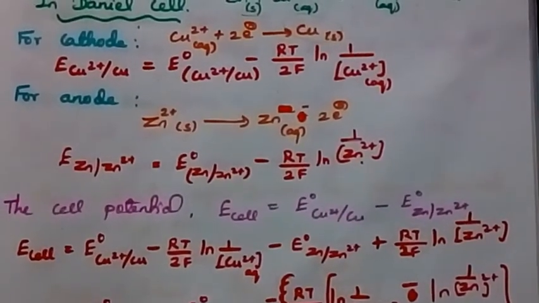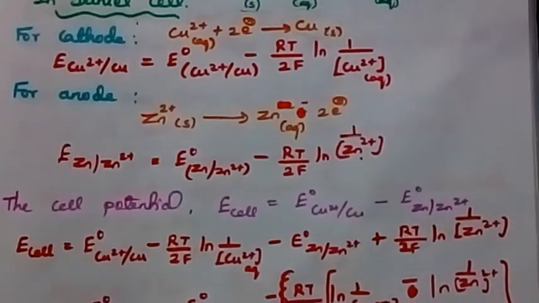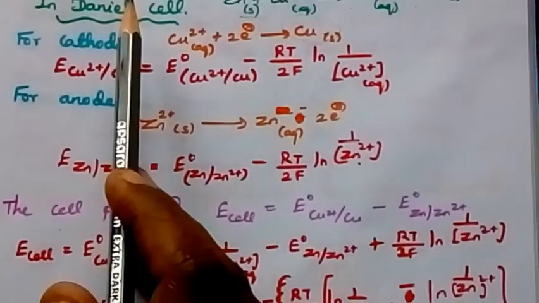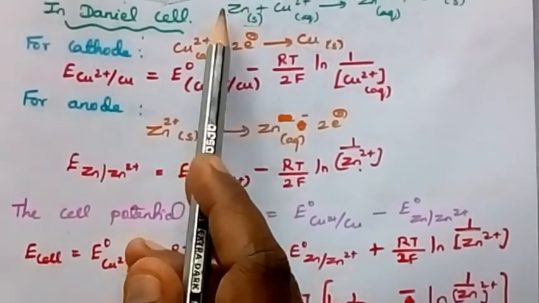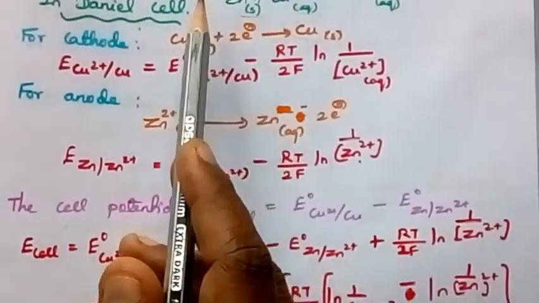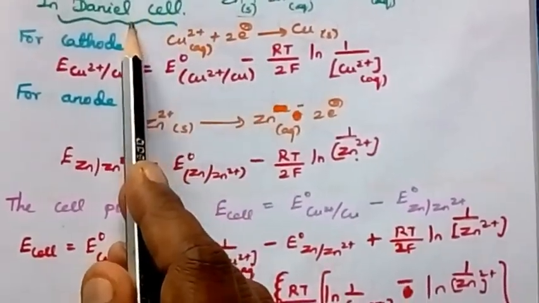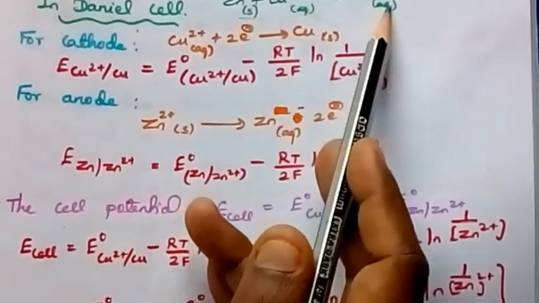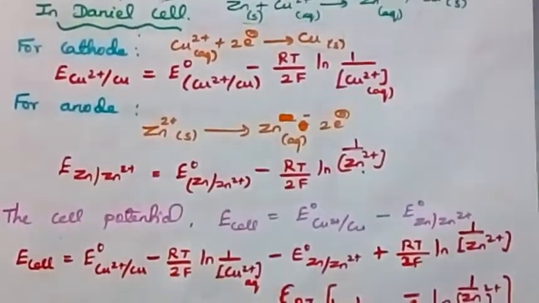Students, today we are going to see the derivation of electrode potential in electrochemistry. Derivation of electrode potential means you are going to calculate the EMF. Daniel cell means zinc copper cell. This is the overall reaction which takes place in the zinc copper cell.